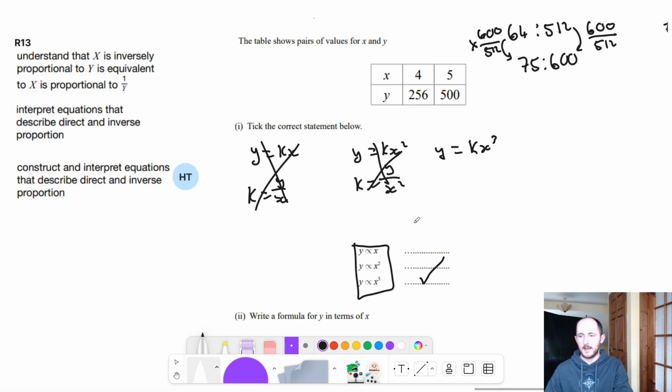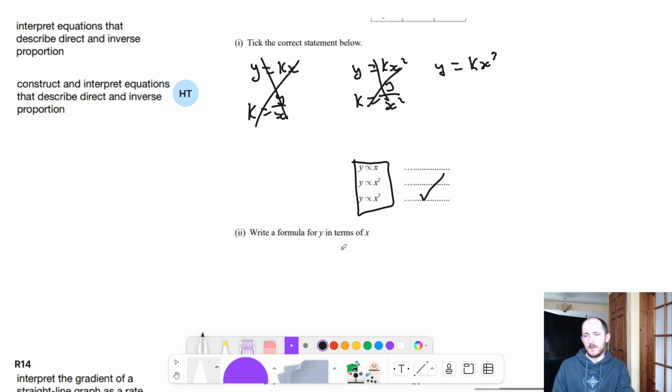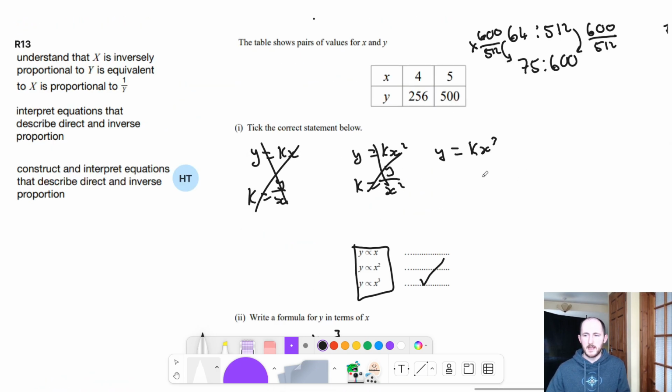So it's both correct, okay? And this says write a formula for that in terms of that. You just do y is equal to kx cubed, sub in the values and work out k like we did before, okay? But that's how you would do it.